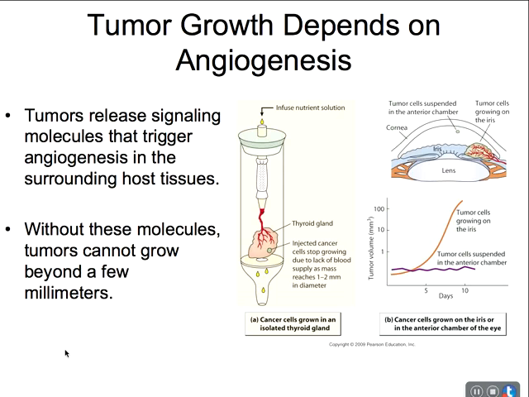His idea was different. He said maybe the cancer is actually triggering the production of the new blood vessels. So that was the question he was asking: which comes first, the larger tumor or the blood vessels? And so here's what he did.